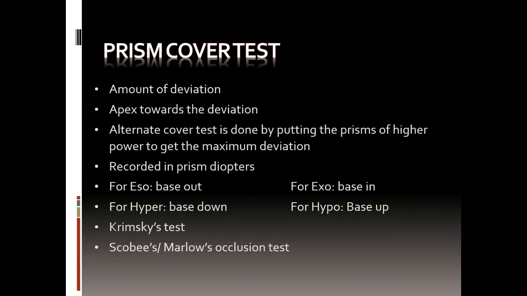And then we come back to Scobie-Marlow's occlusion test, which is basically you occlude the eye in intermittent exotropia for 45 minutes and then reassess the patient, to break him of any fusion that he may have.